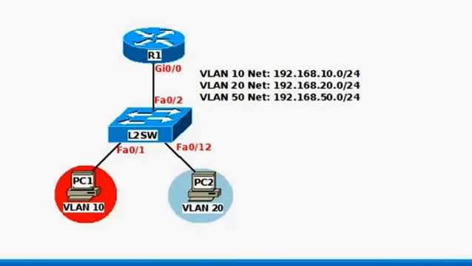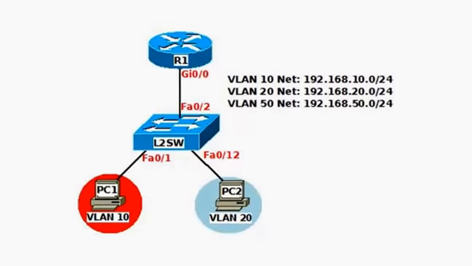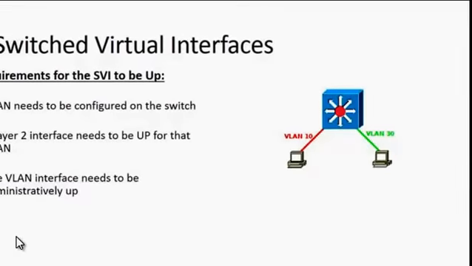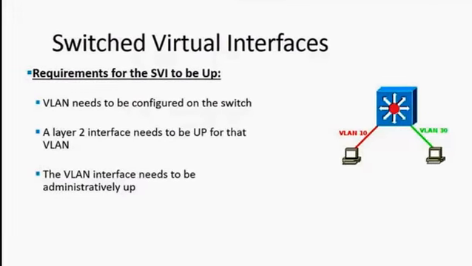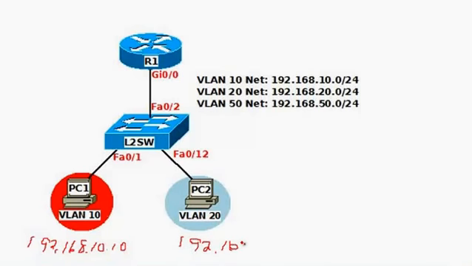The first thing is the PCs are already configured. The IP address for the PC in VLAN 10 is 192.168.10.10. All right, so again, the IP address that I've already configured on my PC is 192.168.10.10, and on PC2, it's 192.168.20.10.